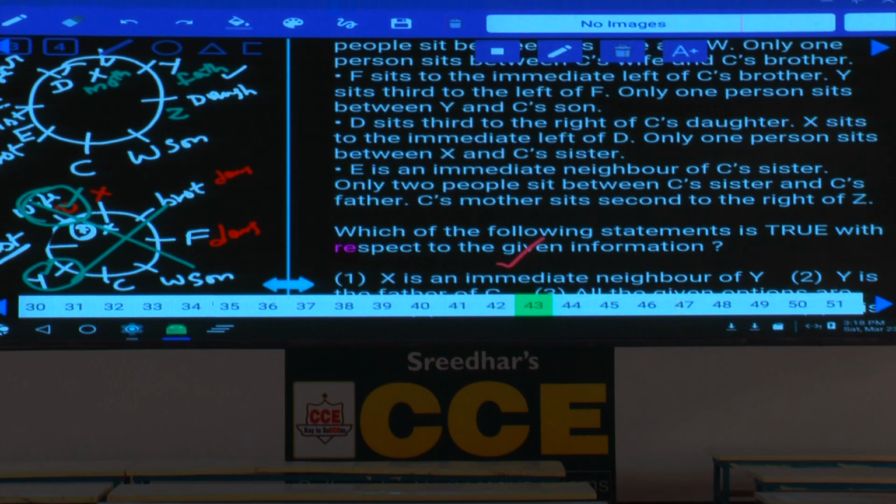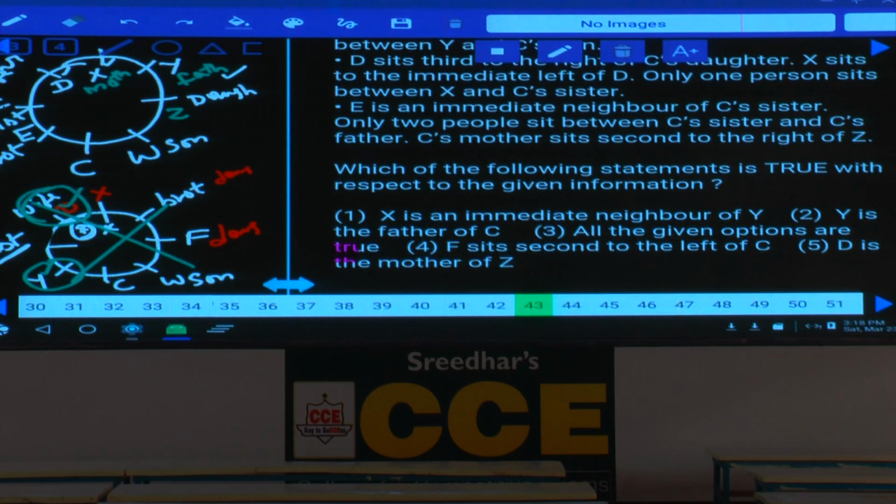X is an immediate neighbor of Y, is that definitely true or not? Yes. First one is true. At the same time, we have a choice like all the given options are true. Then we need to check out the second. Y is the father of C, which is also true. Hence, 1 and 2 are also true. Hence, all the given options are true. That is choice 3. And this is about question number 74 to 78.